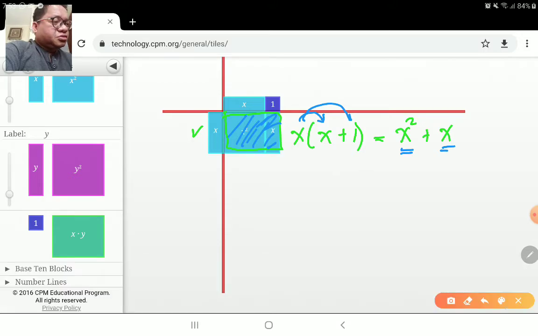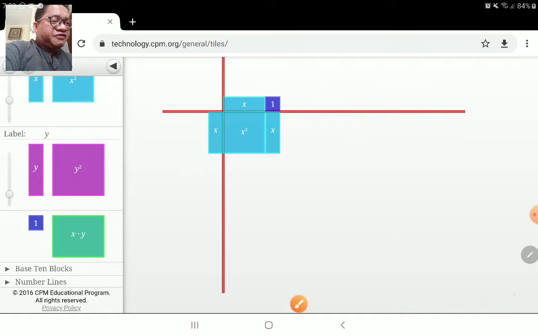So you need to try it by yourself, guys. I'm going to give you some questions later on, and then there's a link for the algebra tiles, and then you can do it.